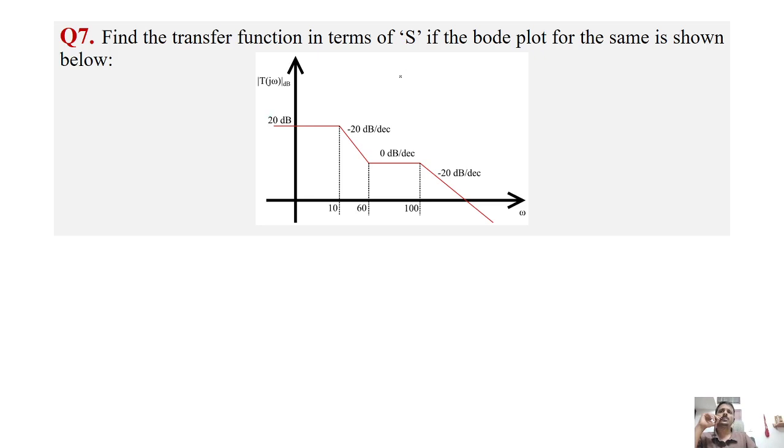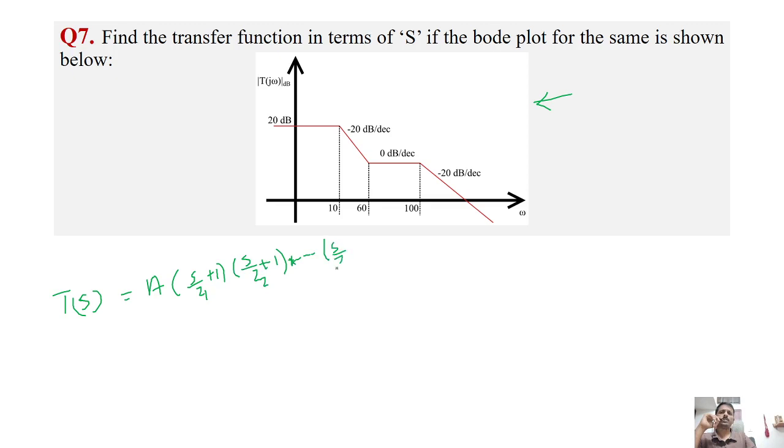The question is, find the transfer function in terms of S, that is, we need to find T of S if the Bode plot for the same is shown below. So the Bode plot is shown here. We need to find what the transfer function is. So as explained earlier, T of S equal to some gain A into S by Z1 plus 1 into S by Z2 plus 1 into etc.